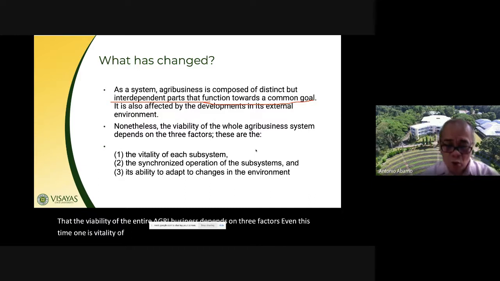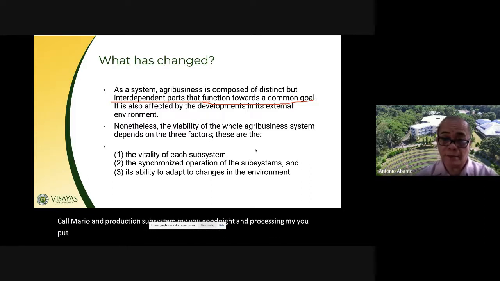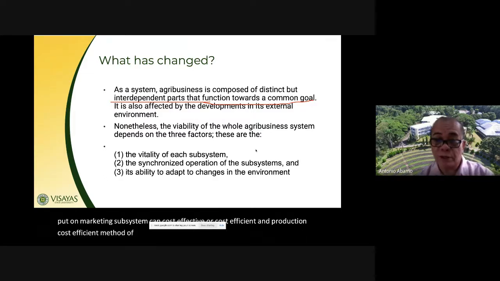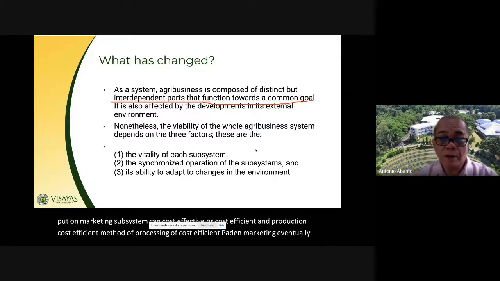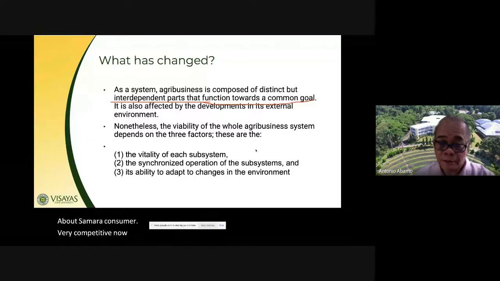Okay, kung maayo ang production subsystem, maayo po na ang processing, maayo po ang marketing subsystem. Kung cost-effective or cost-efficient ang production, cost-efficient mapon ang processing. O cost-efficient po ang marketing. Eventually, maabot sa mga consumer, very competitive na pricing. Take a look at rice. Rice lang yan po ang tanaw na ito.